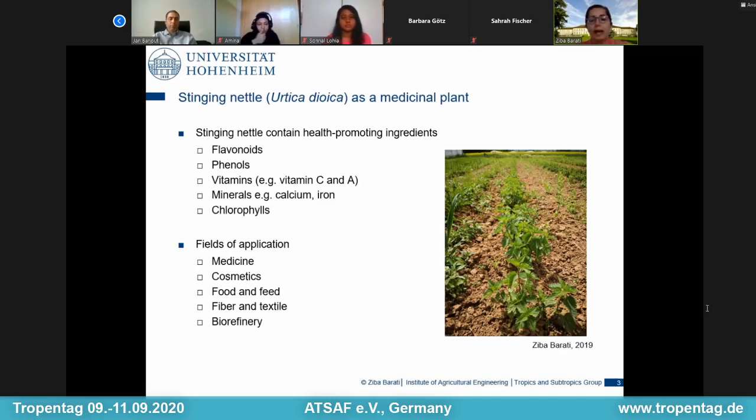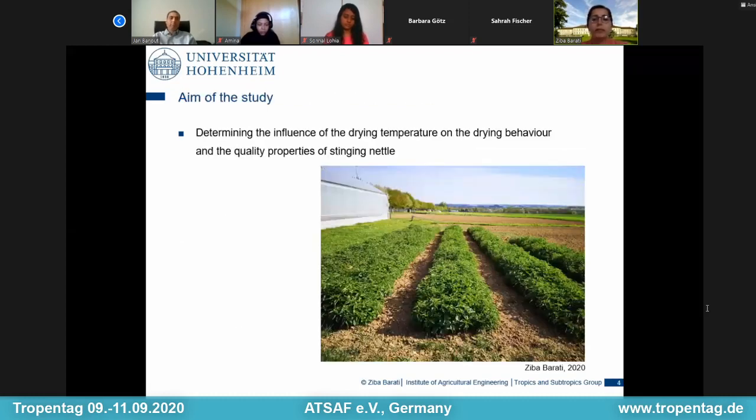Nettle is used in different applications, including medicine, cosmetics, food and feed, fiber and textile, and biorefinery. In order to prolong the shelf life, stinging nettle, like most medicinal plants, must be dried after harvest. In addition, drying of medicinal plants is a very important step for easy transportation and easy storage, and also for reducing their cost. Therefore, the main aim of our study was to determine the influence of the drying temperature on the drying behavior and the quality properties of stinging nettle.